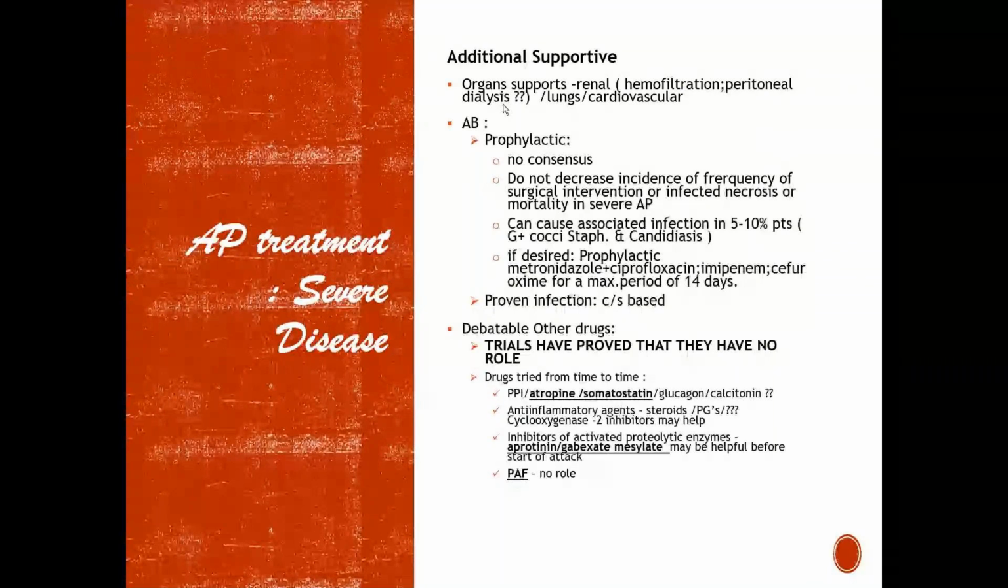For lungs, supportive therapy; for cardiovascular, supportive therapy may be required. Antibiotics, a very, very big question mark for prophylactic use. There's no consensus. Why is there no consensus? Because the frequency of surgical intervention does not decrease with antibiotics, infected necrosis does not decrease with antibiotics, and mortality in severe AP does not decrease.